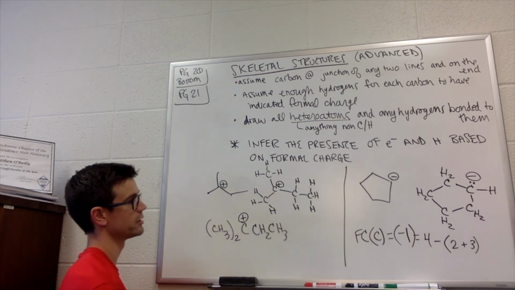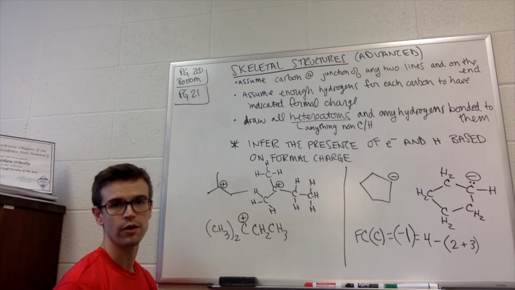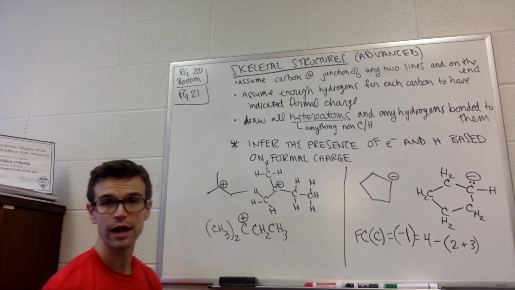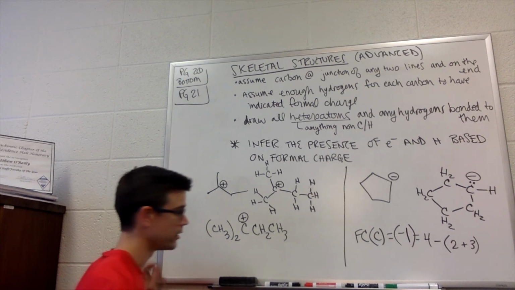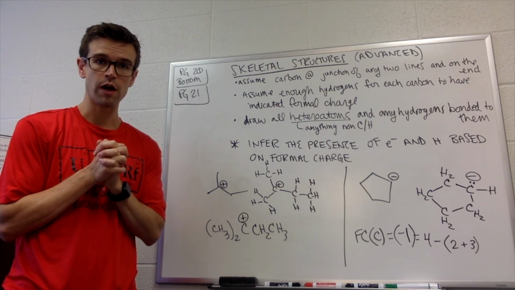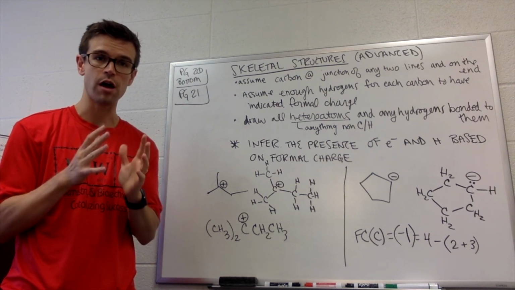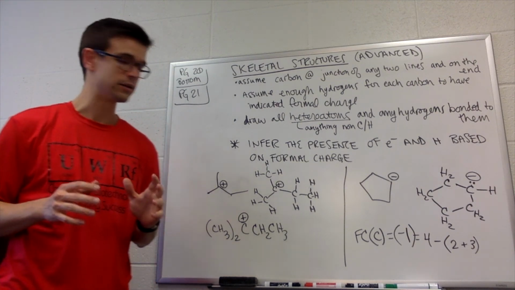So that positive charge implies that there are no hydrogens there and there are no lone pairs there. To convince yourself of that, do the formal charge calculation for that carbon atom, and you'll see that it is positively charged. All right, we did it. We can now draw organic molecules the way that we want to, and it's great. All right.